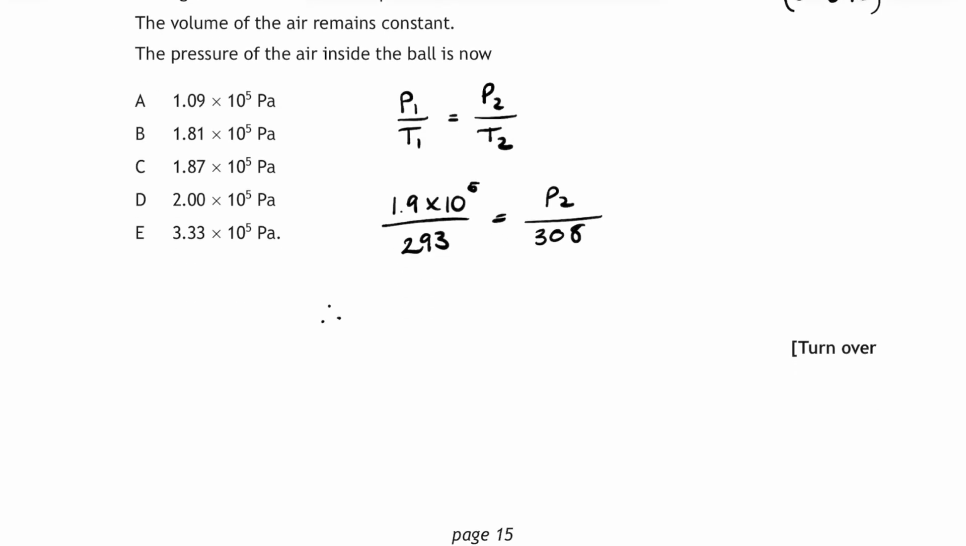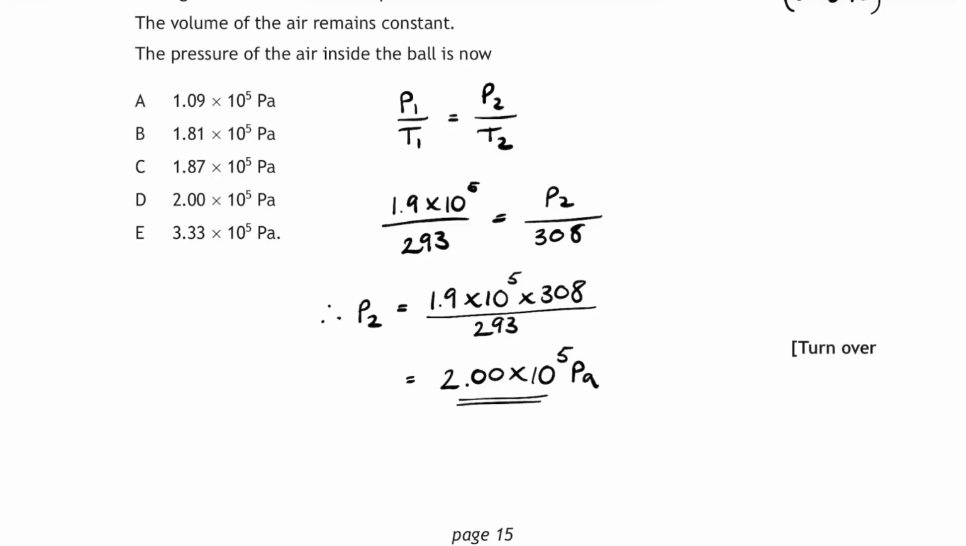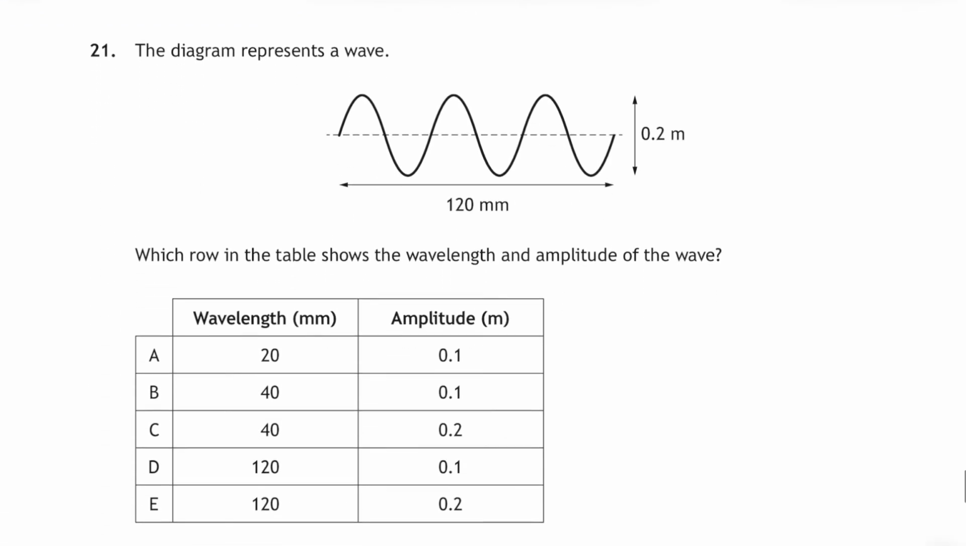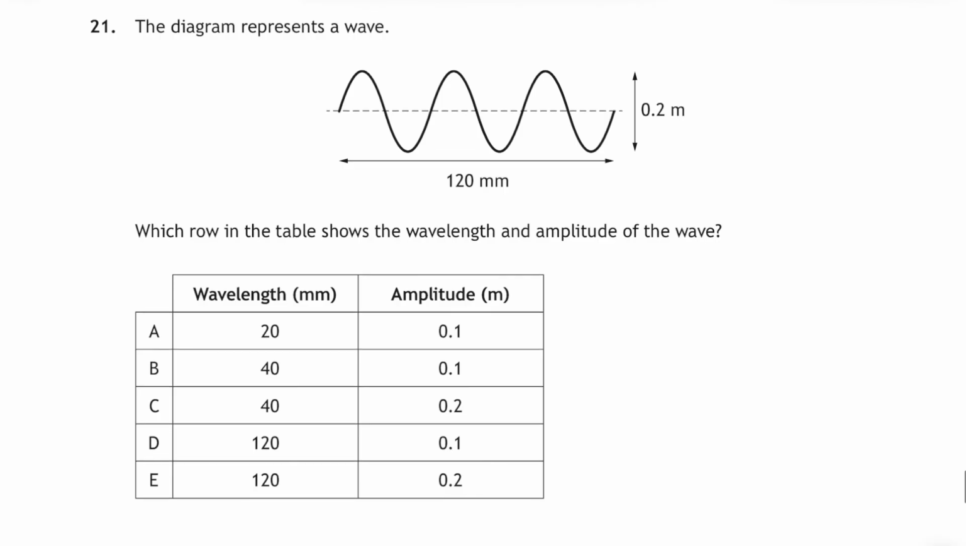And then we rearrange that to get P2. So P2 is going to be equal to 1.9 times 10 to the 5 times 308 divided by 293. That gives us our answer of 2.00 times 10 to the 5 pascals to 3 significant figures. And that corresponds to answer D. That's 20D. On to the waves questions then. This is question 21. The diagram represents a wave.